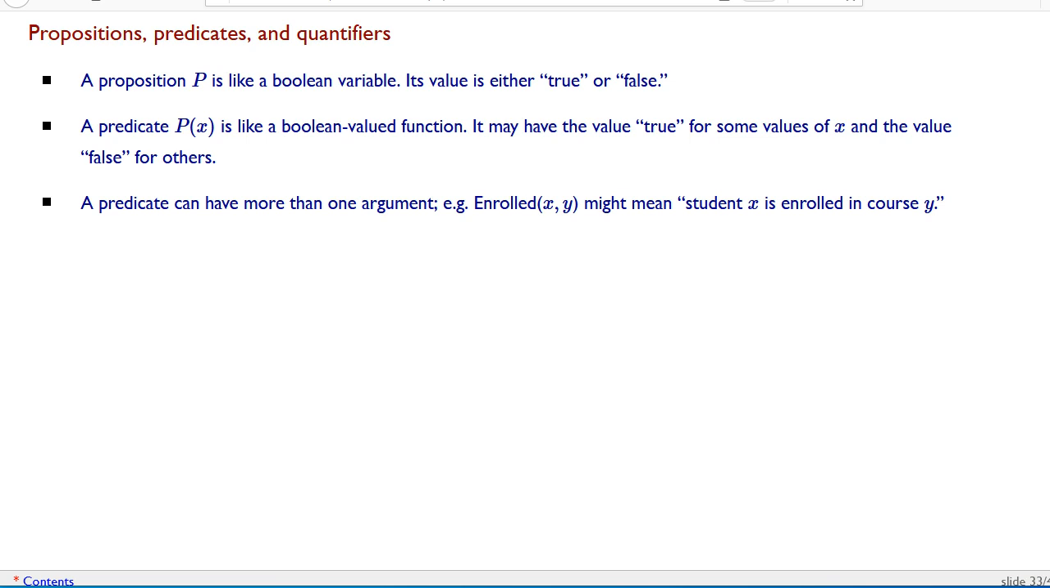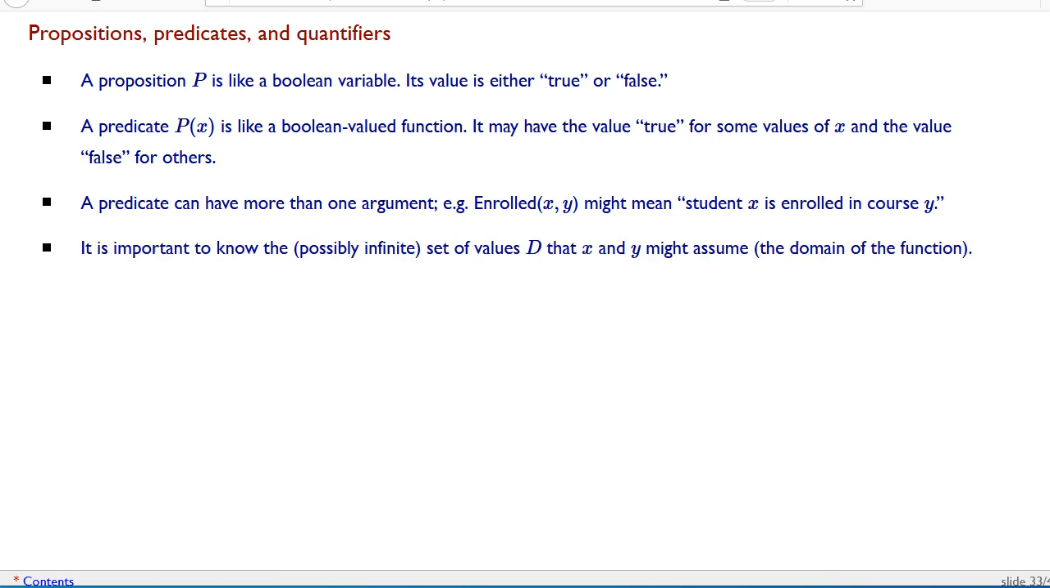Just as functions can have more than one argument in general, so predicates can also have more than one argument. An example might be a predicate named enrolled, which is a function of x and y, where x is a student, y is a course, and this is true if the student x is enrolled in the course y.